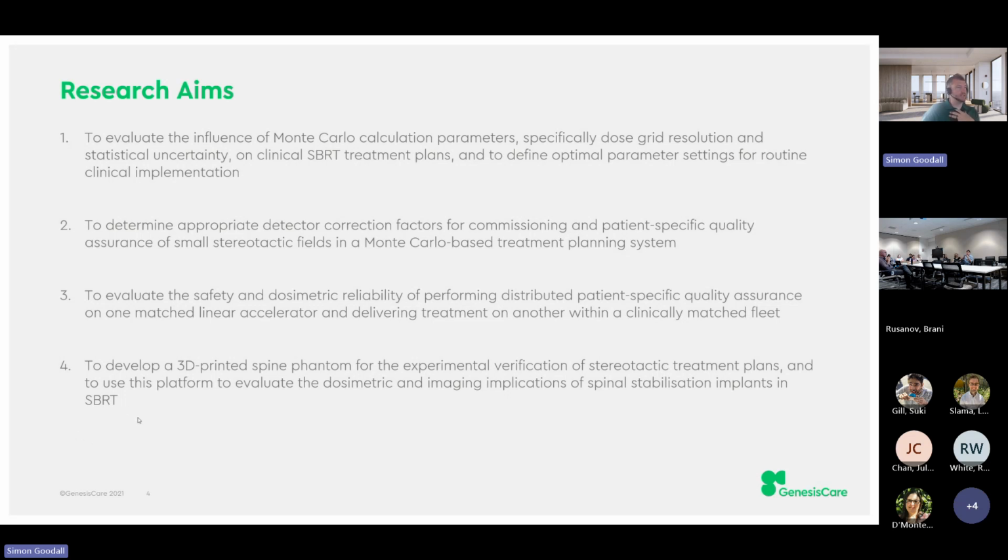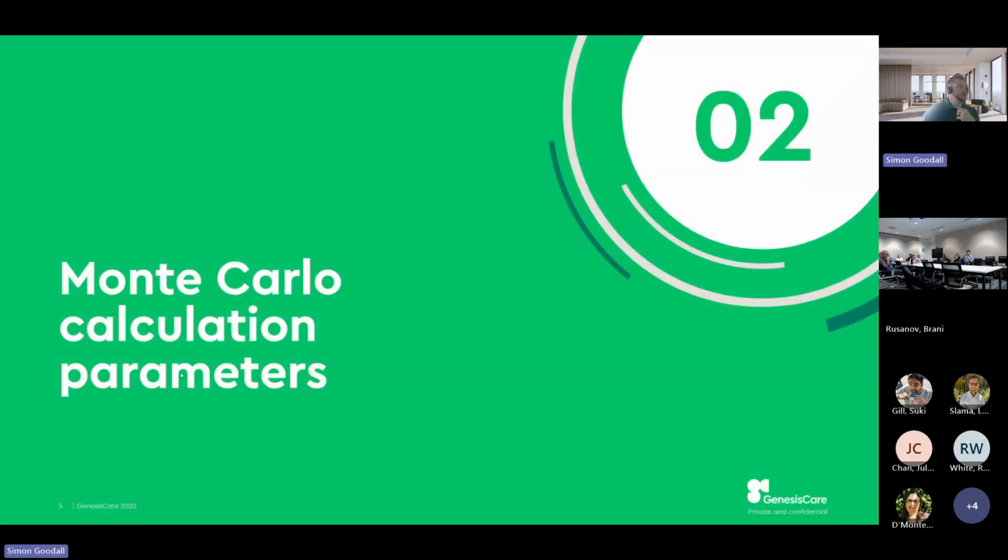So we used some 3D printing, a spine phantom, and got some immobilization devices to test. All right, so we'll start off with the Monte Carlo calculation parameters.